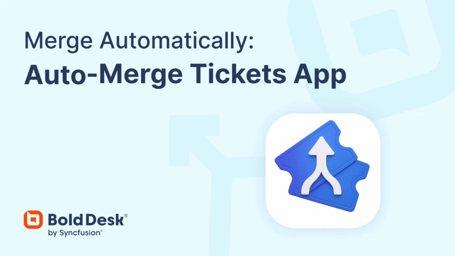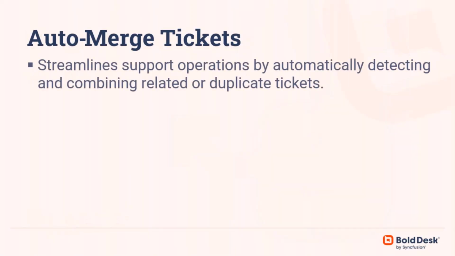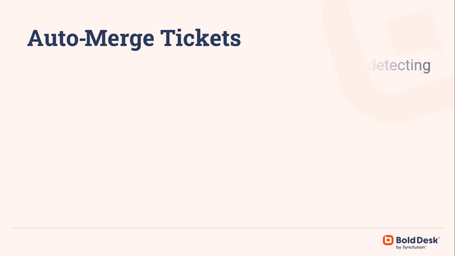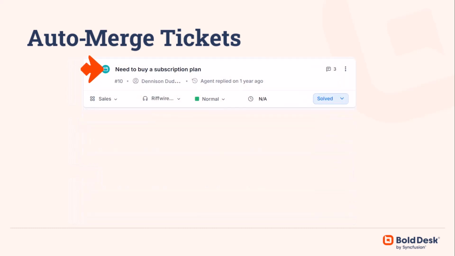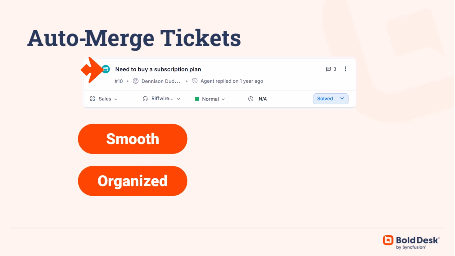Welcome to this BoldDesk tutorial, where we introduce our Smart Auto Merge Tickets automation tool. This tool streamlines support operations by automatically detecting and combining related or duplicate tickets. When a user creates multiple tickets for the same issue, the app merges them into a single thread, resulting in a smooth, organized support experience.